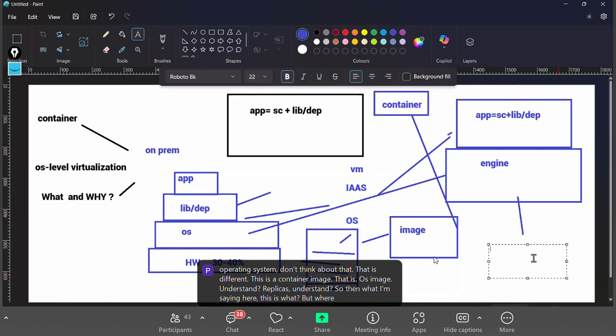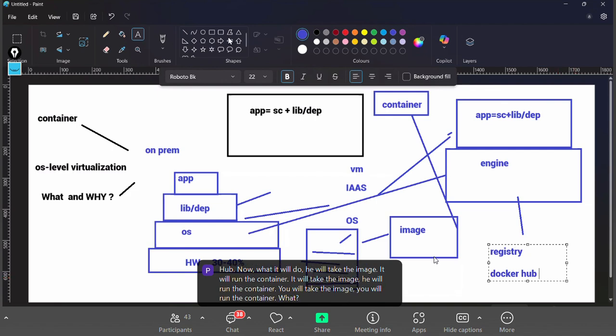But where can we keep this image, sir? We can keep this image within a registry. Do we have any official registry? We have one registry called Docker Hub. In Docker Hub, we can keep this image. We will find this image inside Docker Hub. Now what you will do is take the image and run the container.